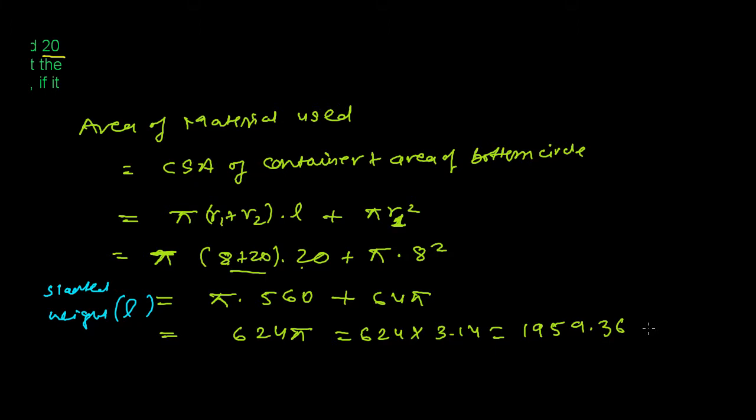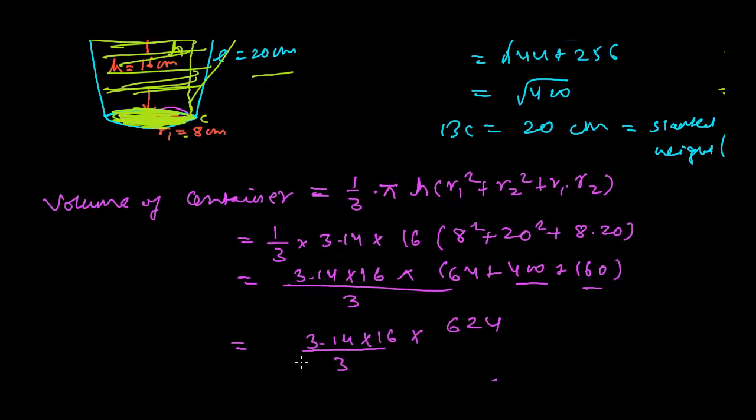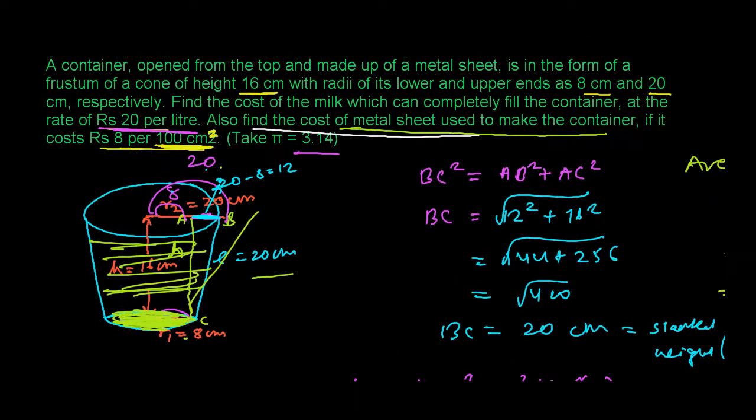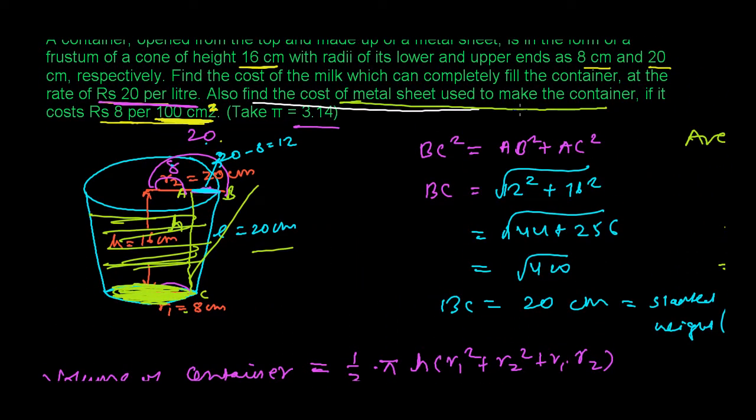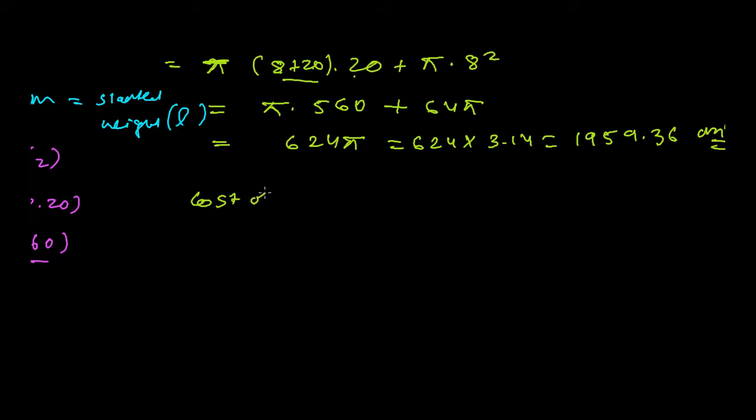1959.36, and it's an area, so it will be centimeter square. We get the total area of the material we need to make this container, and the question is now asking to find the cost of the metal sheet used to make the container if the cost is 8 rupees per 100 centimeter square.